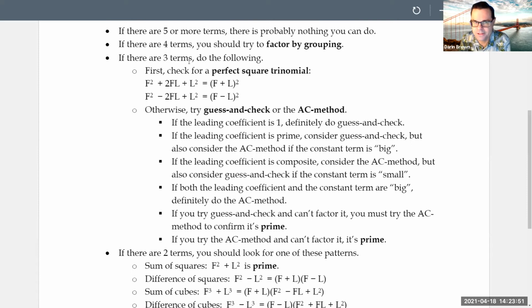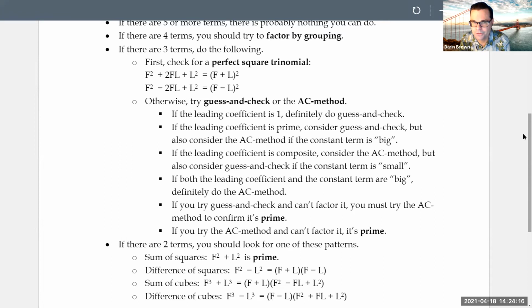This is important, not just because you do it with 4 terms, but also when you have 3 terms, these trinomials, you actually will try and introduce another term to make 4 terms, and then you do that factoring by grouping. So factoring by grouping shows up in the AC method, which is for 3 terms. So that also makes it important. If you have 3 terms, then you're generally looking for one of 2 things.